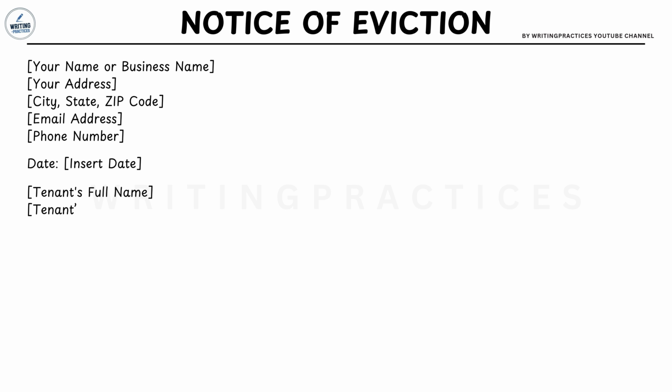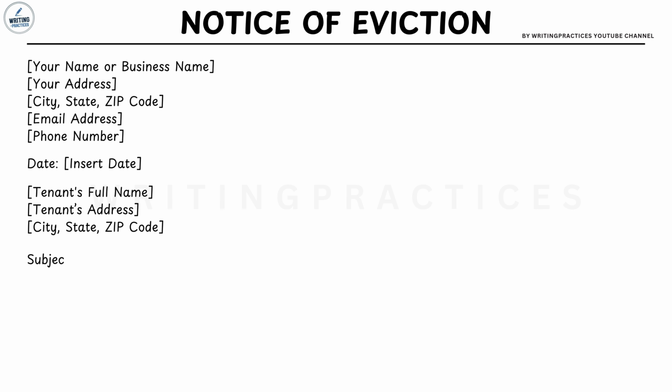Step 3. Address the tenant. Now, you're going to move on to addressing the tenant. You want to include their full name and current address, just like in a formal letter. This leaves no room for confusion about who the notice is for. It should look like this: tenant's full name, tenant's address, city, state, zip code. Adding these details ensures that the tenant is properly identified, and it shows that you're following the correct procedure.